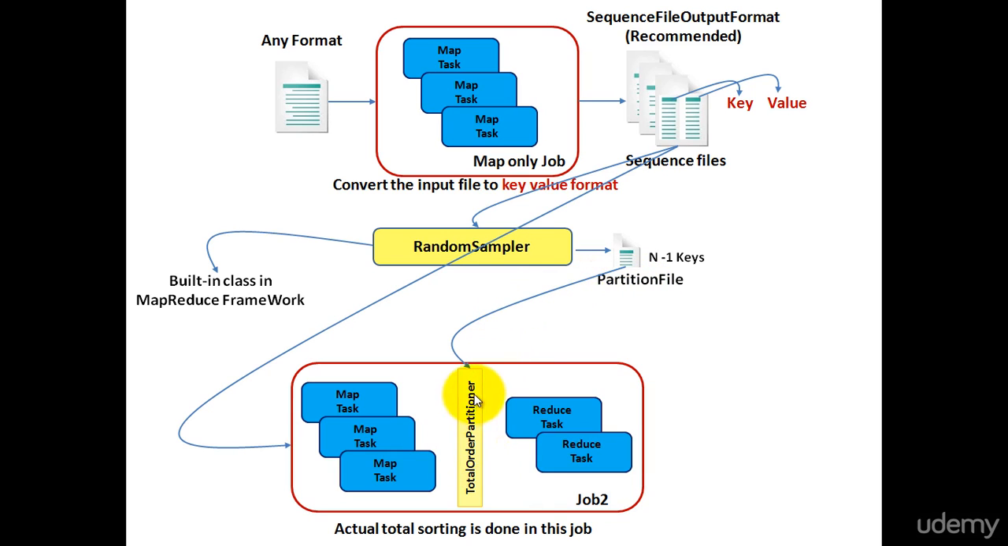Then the total order partitioner class uses this file to divide the map output into n partitions, such that records are sorted across all the n partitions. In this way, total order sorting is achieved using 2 jobs, out of which the first job is optional.